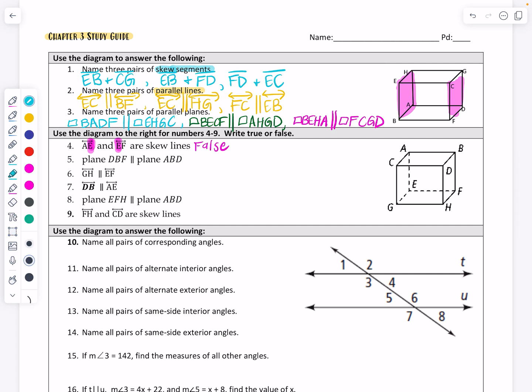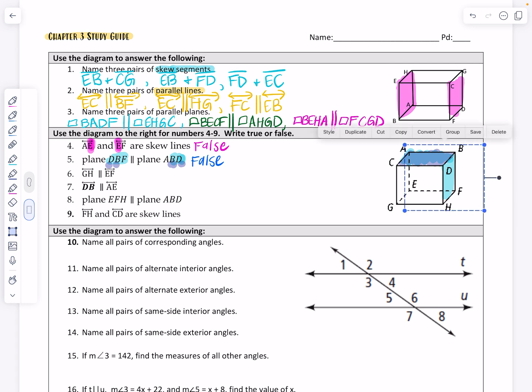All right, our plane DBF, so let's go find that. DBF, this is that right wall right here. Is that parallel to plane ABD? Well, y'all, again, before I even highlight this, I noticed that BD is in this plane, and BD is in this plane as well. So immediately I know that that is going to be a false statement because they do overlap. Where do they overlap? Where do they cross? They cross at line BD, so they cannot be parallel. To be parallel means that they never cross, and so that is a false statement.